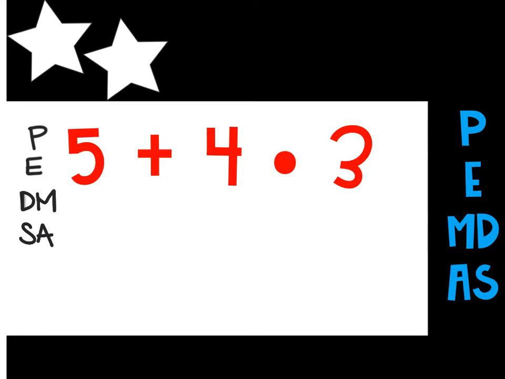Okay, so I don't see any parentheses, so I'm going to cross those out. I don't see exponents. I don't see division. I do see multiplication. I don't see subtraction, but I do see addition. So I've got 2 operations, so I've got to have 2 steps. The first step is I have to multiply because that's the first level. So this is level 1, level 2, level 3, level 4. I have a level 3, so I've got to do that first. So I'm going to multiply first, and then I'm going to add.